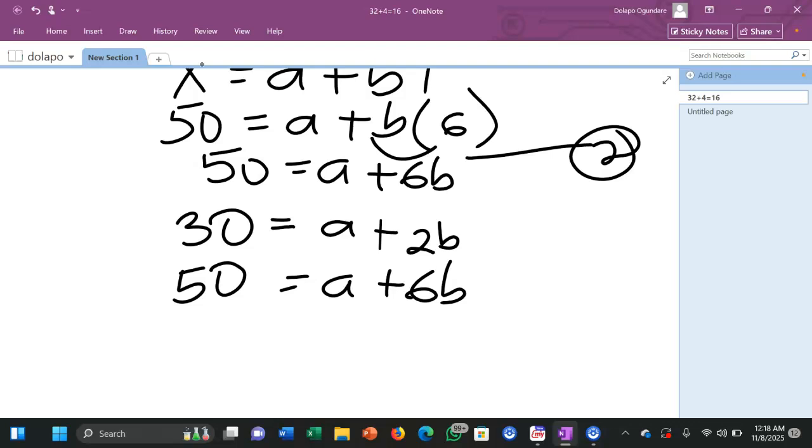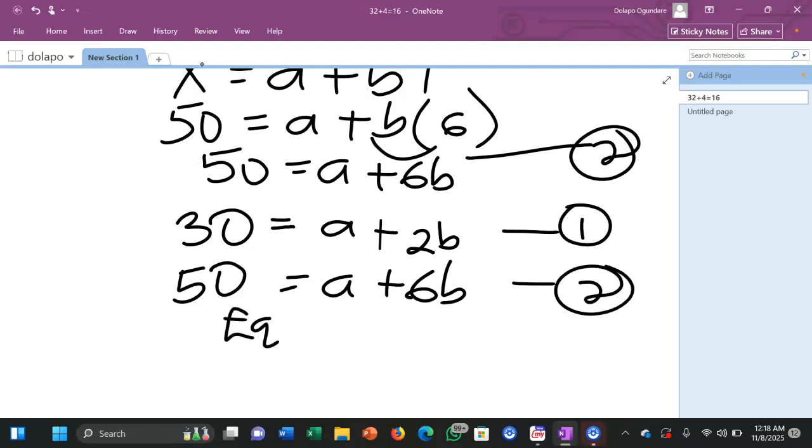Okay, so there is something I'm going to do. I'm going to use elimination. I will get rid of a variable to get one variable. So this is equation one, this is equation two. So I can say equation two minus equation one. I'll take away equation one from equation two.